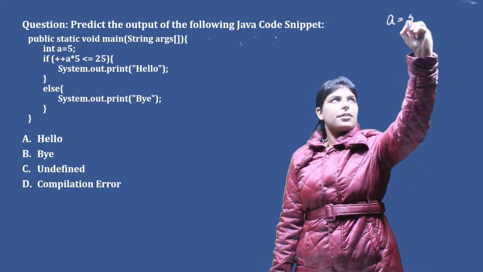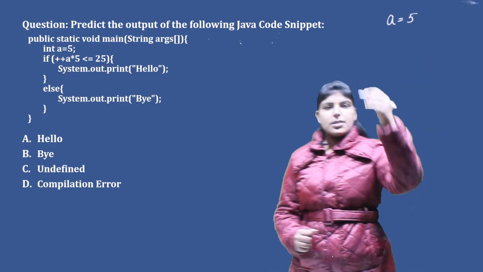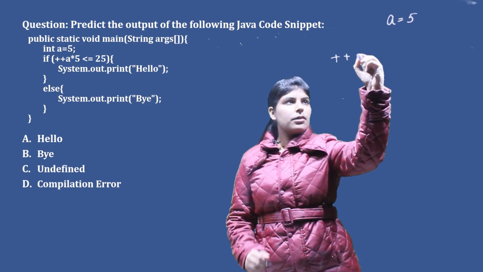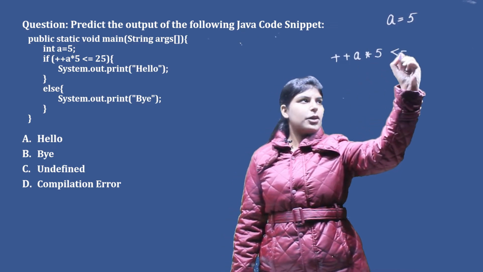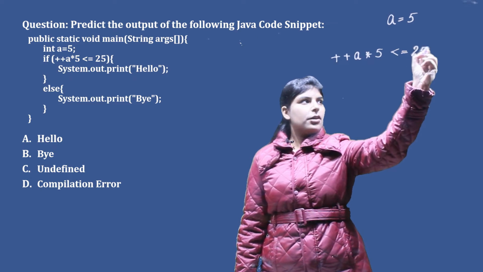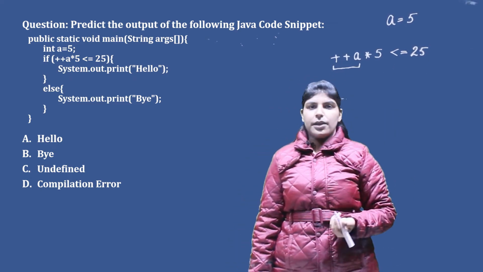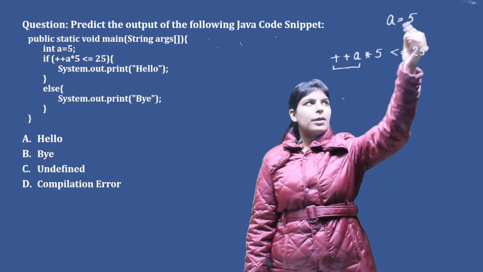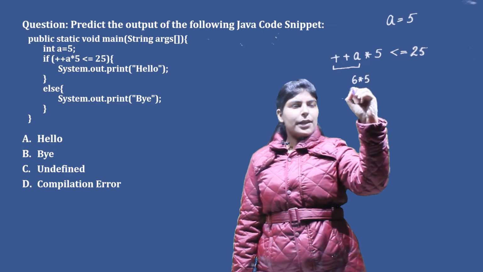A is 5. So now in the if statement, I have a condition that is ++a * 5 <= 25. Now ++a means I should increment a first and then evaluate the condition. So the value of a will become 6. So now 6 into 5 will be 30.